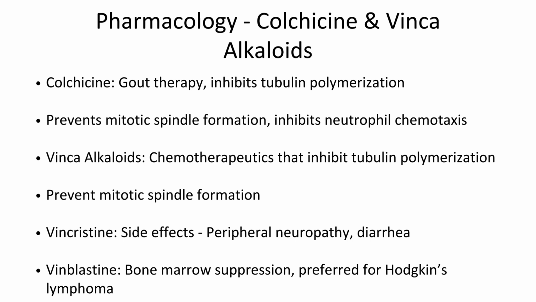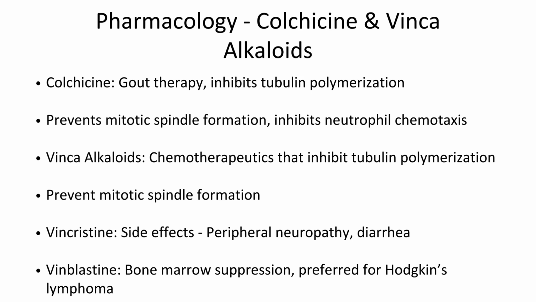Now let's talk about some high-yield pharmacology. Several drugs used in medicine specifically target the mitotic process. Let's review three key drug classes. First, colchicine. Colchicine is commonly used to treat acute gout. It works by inhibiting tubulin polymerization, preventing microtubules from forming. As a result, spindle fibers can't form, and the cell becomes arrested in metaphase. It also inhibits neutrophil chemotaxis, another reason it's effective in gout.